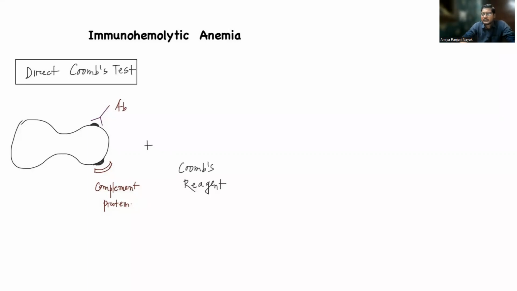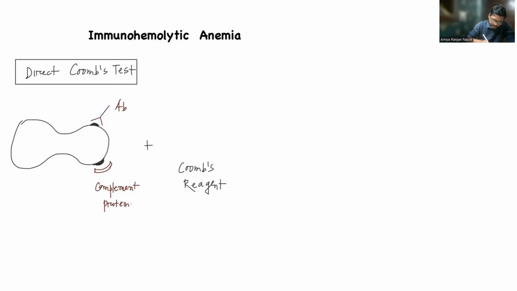So, what is Coombs test? Coombs test is basically designed to identify anti-RBC antibodies. That means those antibodies which can bind to RBCs. Okay, and this Coombs test is divided into two types. One is the direct Coombs test, another one is the indirect Coombs test. The basic concept is in direct Coombs test, we are identifying those antibodies which are already bound to the RBCs.